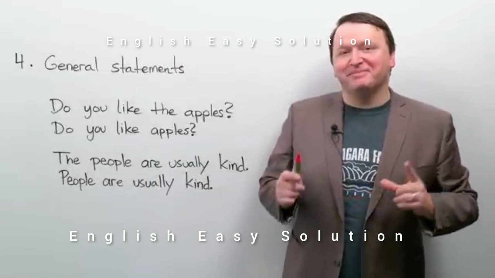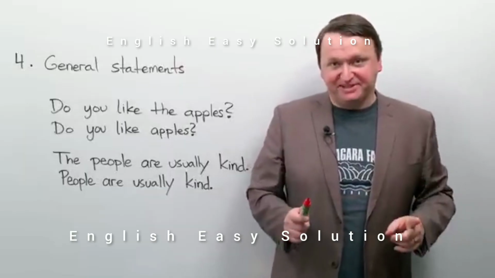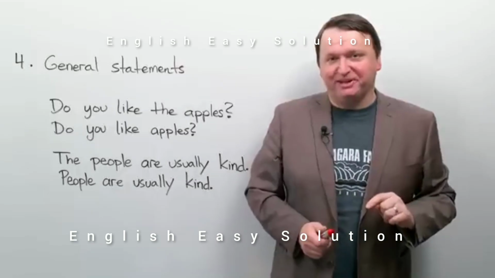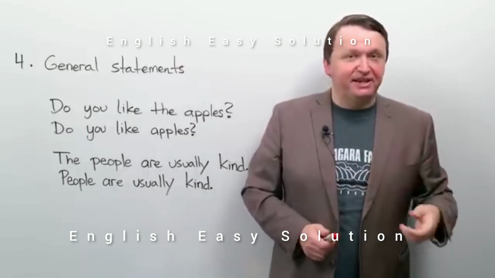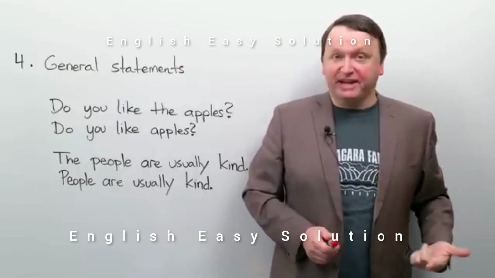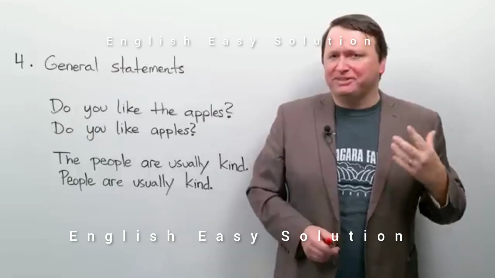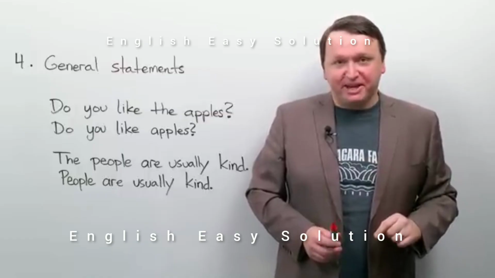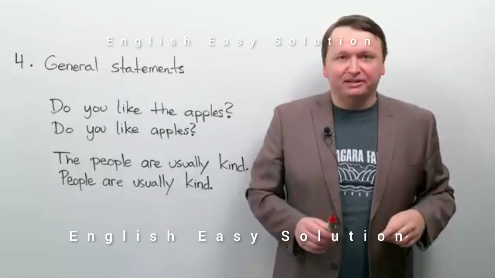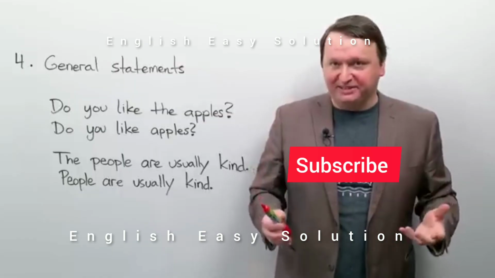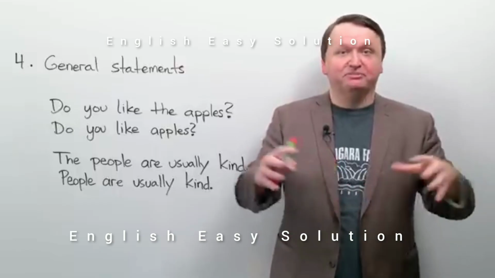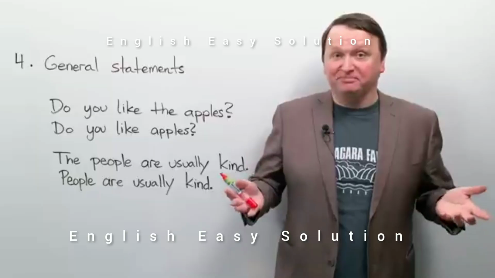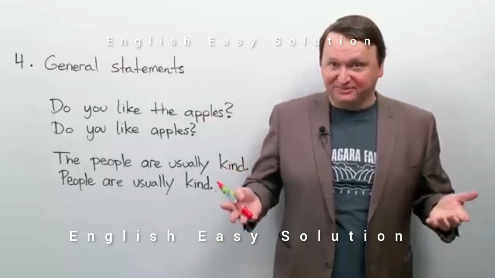So this one is about general statements. So let me tell you, when you make a general statement, whether it has a countable noun or an uncountable noun, you typically do not use an article. So, for example, you don't say, the water is wet if you mean water in general, all water. You just say, water is wet.